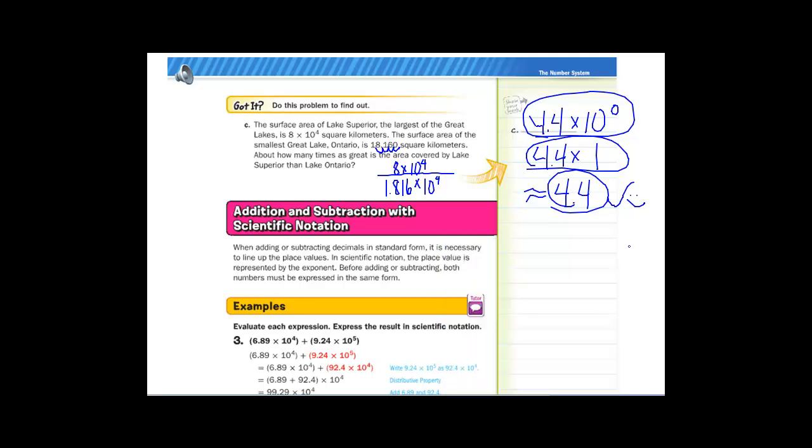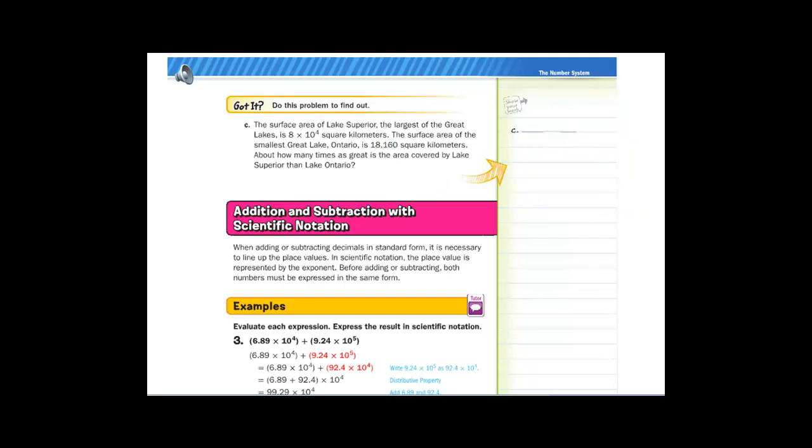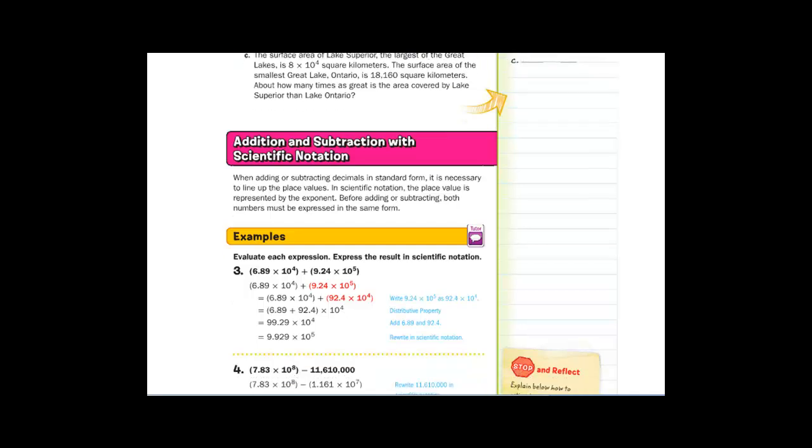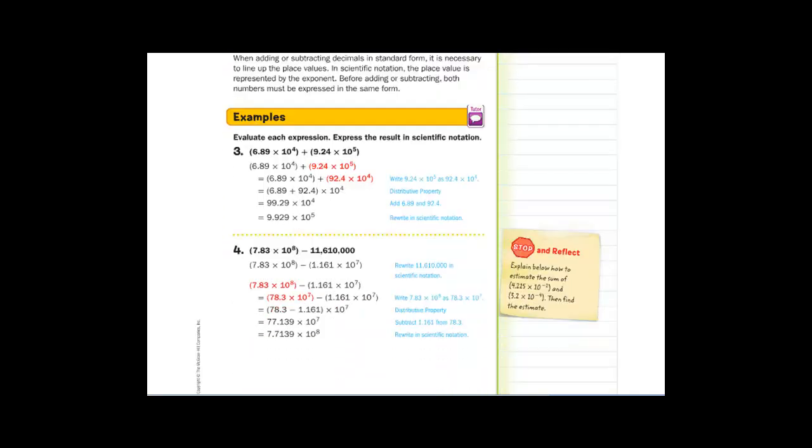Whenever I'm talking about addition and subtraction, again, I can only do like parts, and that's if they're written in like bases. So this number right here has a 10 to the 4th.